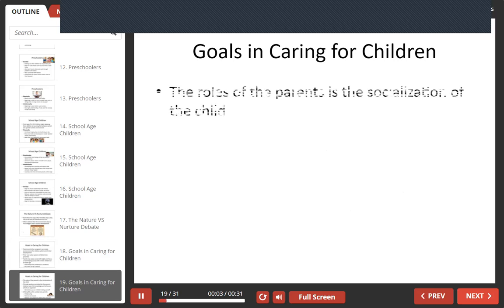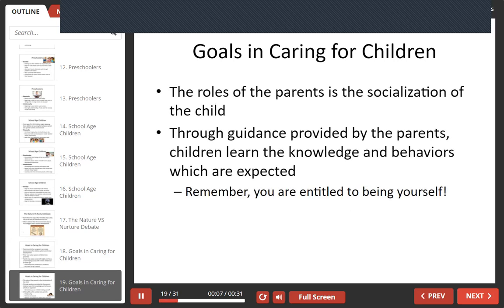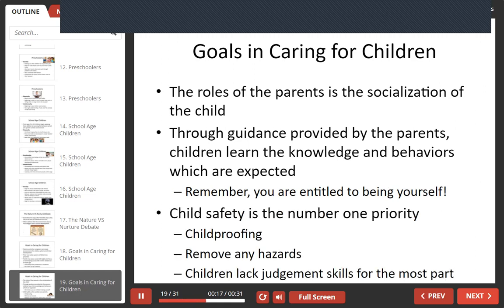So the role of the parents is the socialization of the child. Through guidance provided by parents, children learn the knowledge and behaviors which are expected. However, you are entitled to being yourself. But the child's safety is the number one priority. For example, child-proofing and removing any hazards are very important in ensuring a child's well-being, because children lack judgment skills for the most part.